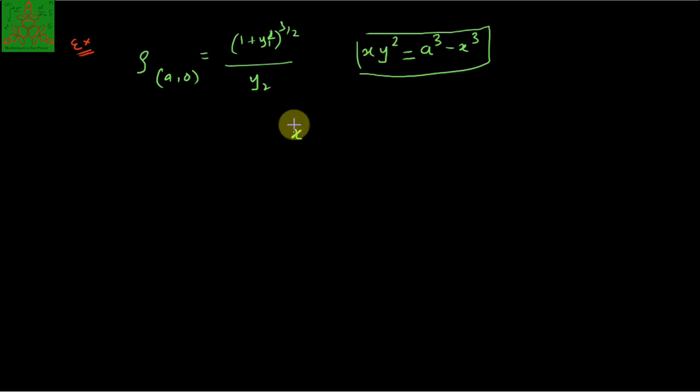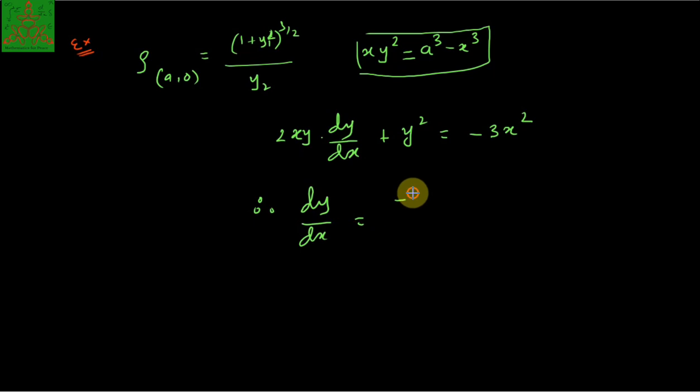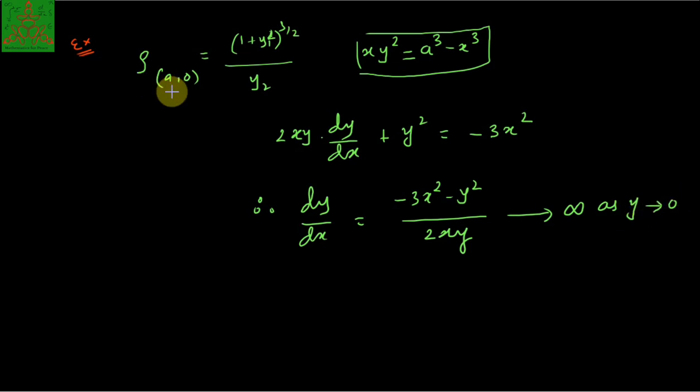The derivative of y square is 2y into dy by dx, plus y square as a derivative of x is 1, then it is minus 3x square. So therefore dy by dx is minus 3x square minus y square upon 2x square. At the point a comma 0, this will tend to infinity as y is tending to 0, because the point is given a comma 0. So in that case you will not be able to calculate your rho in this manner.